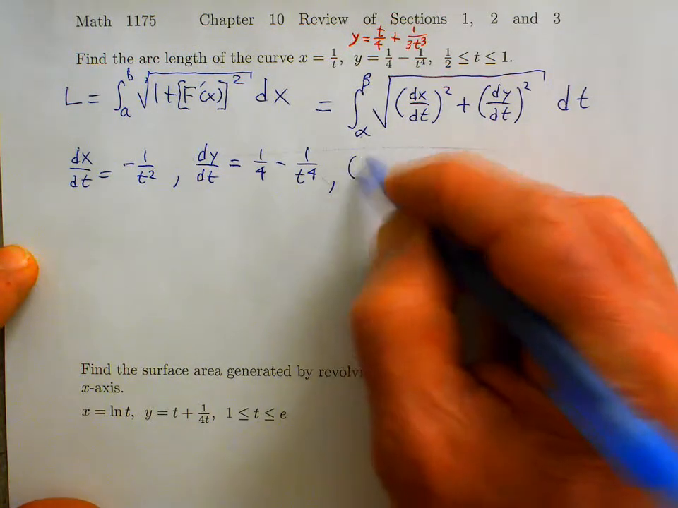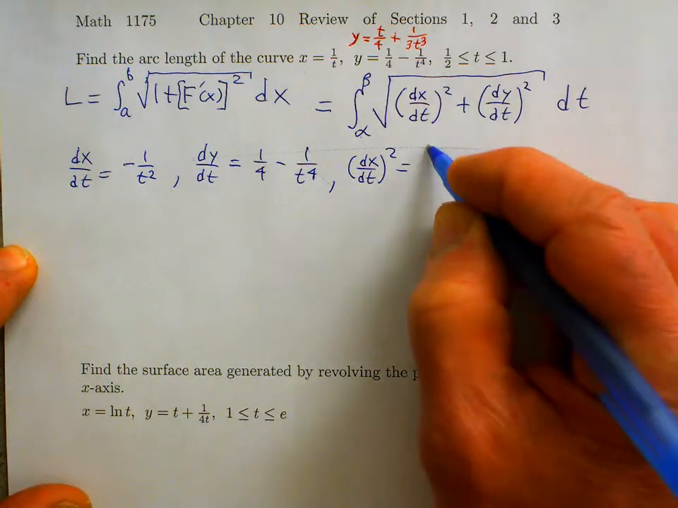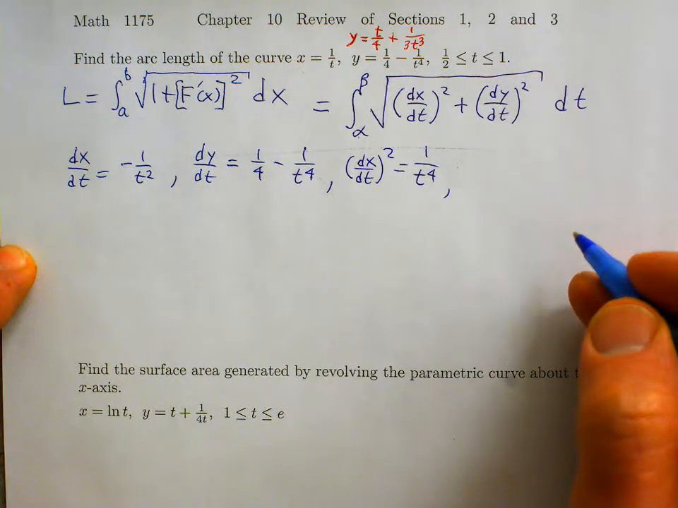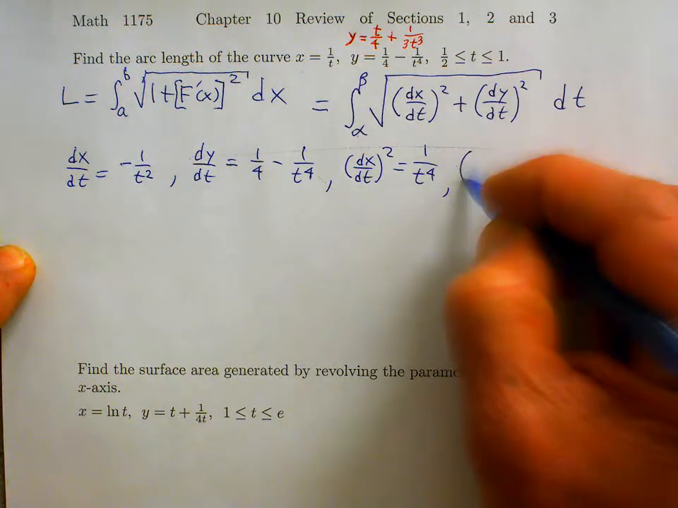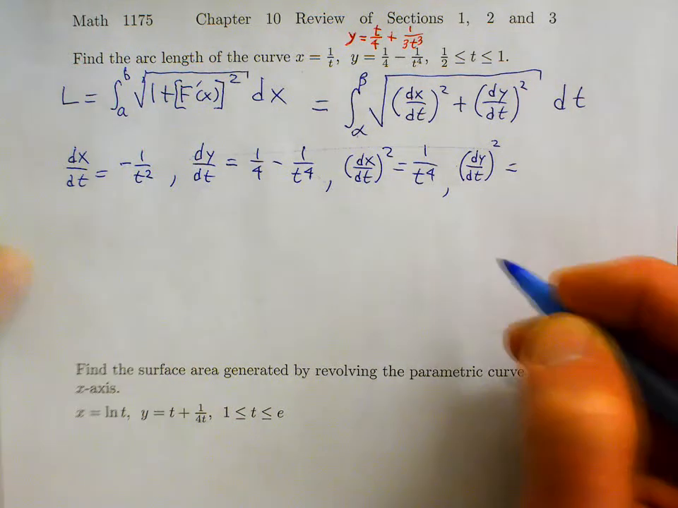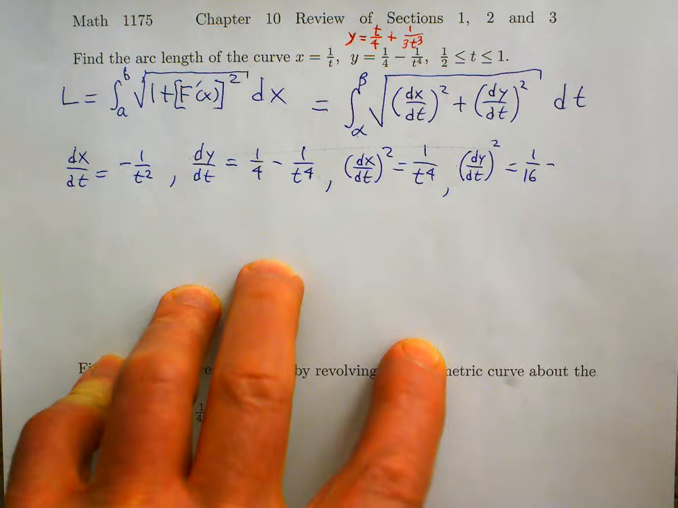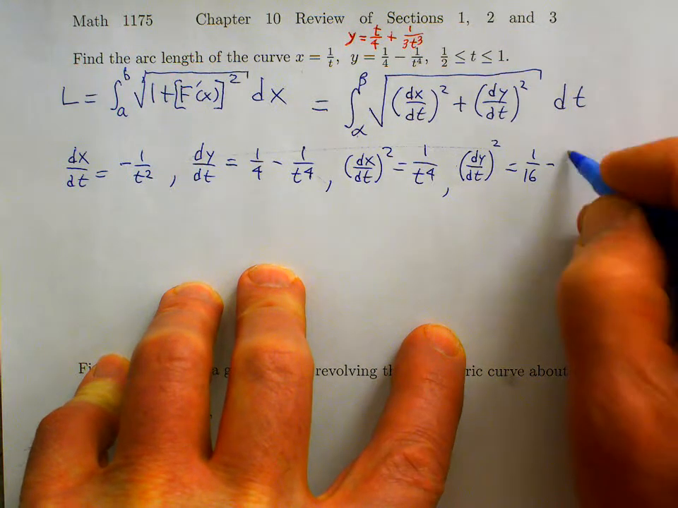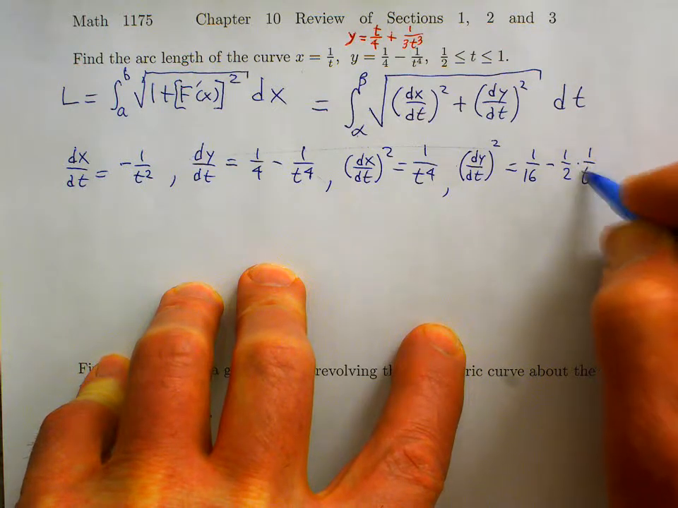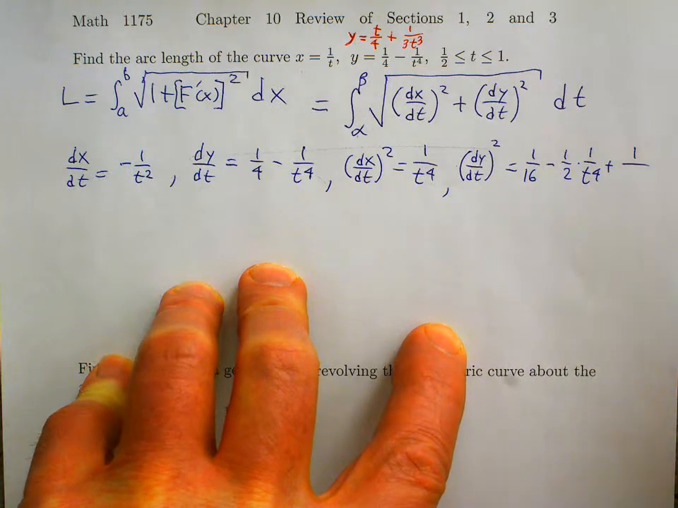When we square the derivative of x with respect to t, we get 1 over t to the fourth. And when we square the derivative of y with respect to t, we get 1/16, and then minus 1/2 times 1 over t to the fourth plus 1 over t to the eighth.